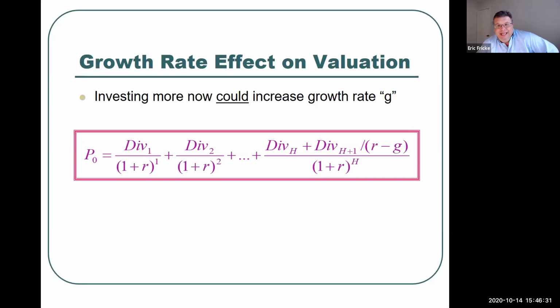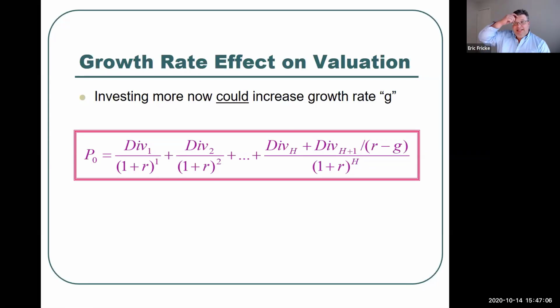Here's the model that we ended with after the last class, Monday. And if you recall, this was the dividend discount model. We have the dividend at time 1, the dividend at time 2, and so on until we end our forecast. And in the last year of our forecast, we add the final dividend plus the value of the stock.